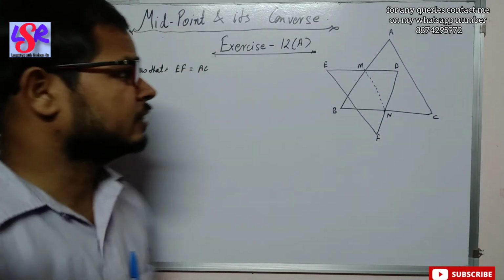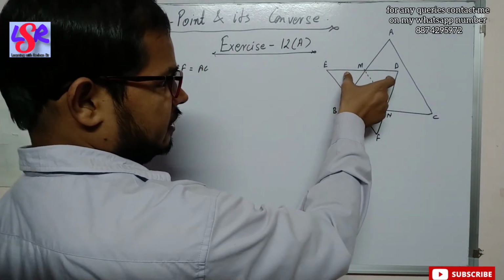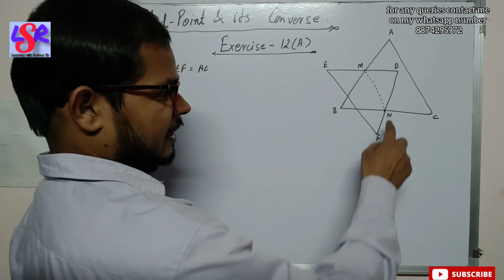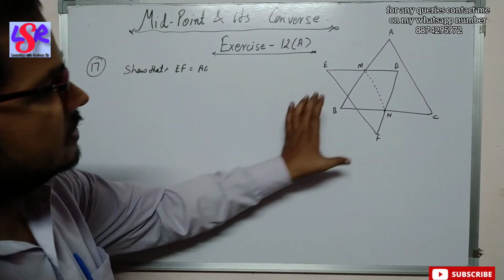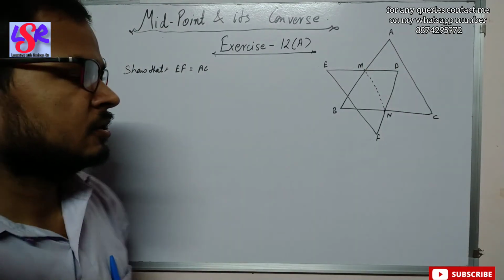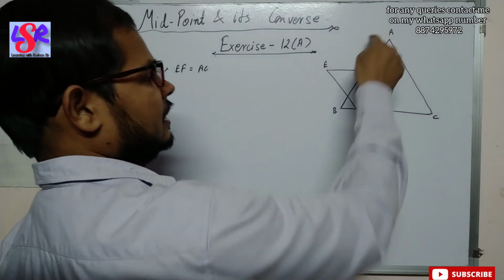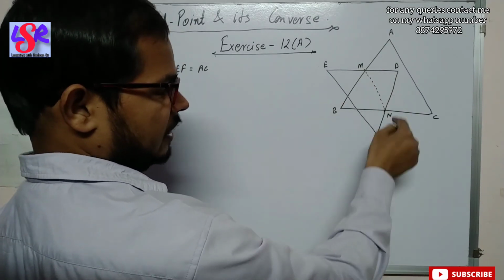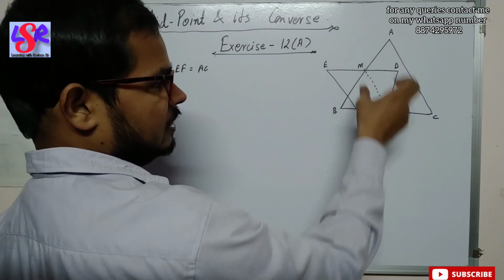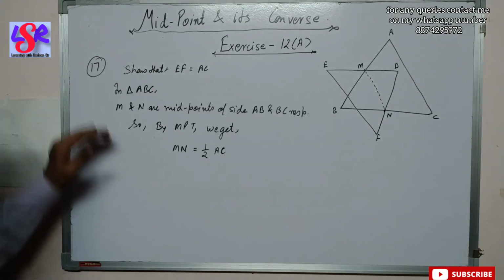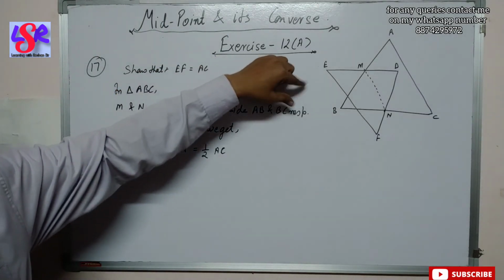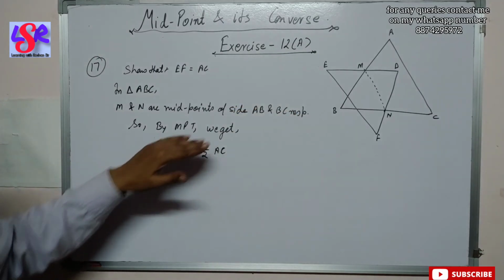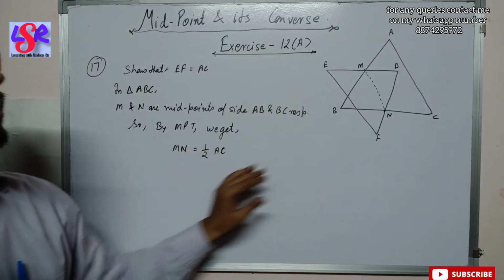Here in this question we have M as the midpoint of ED as well as of AB, and N as the midpoint of BC as well as of DF. We have to prove EF equals AC. So first of all we take the triangle ABC in which M and N are the midpoints of the sides AB and BC respectively. Therefore by the midpoint theorem we get MN equals half of AC.